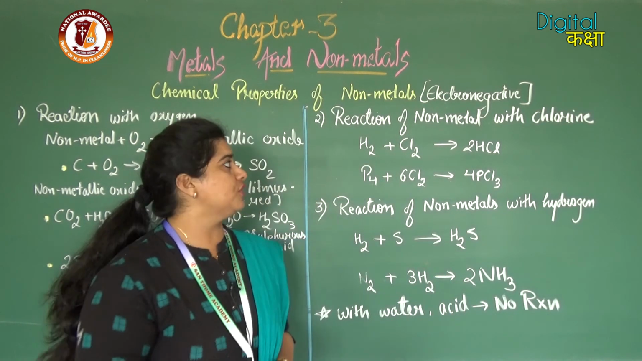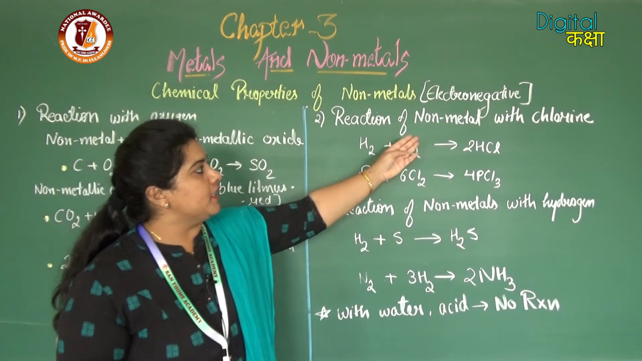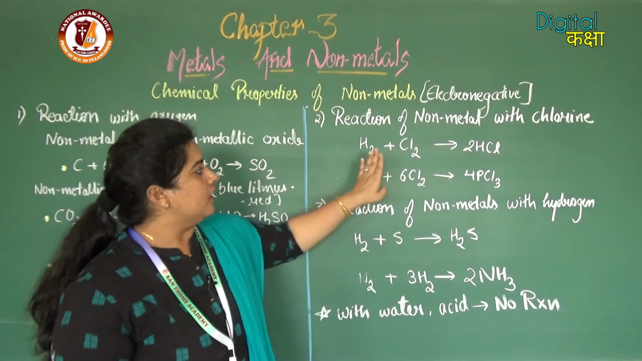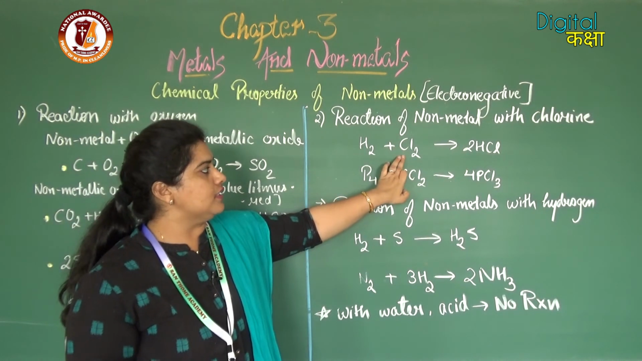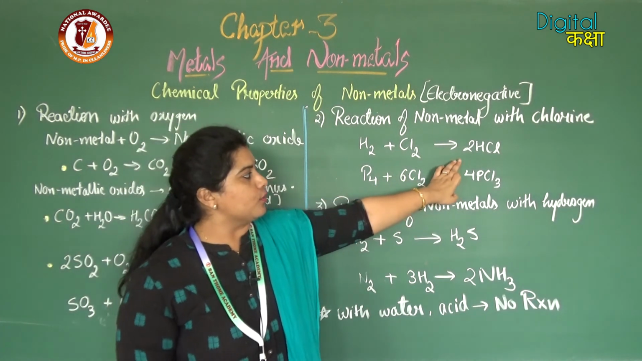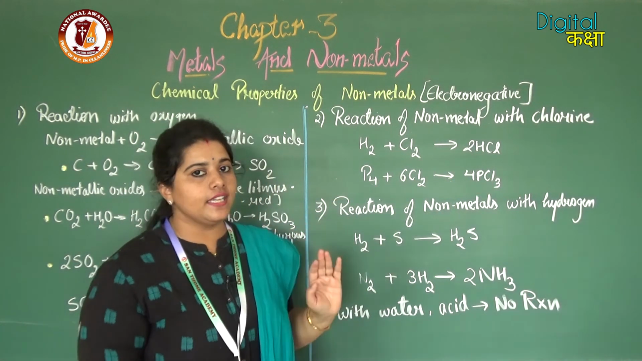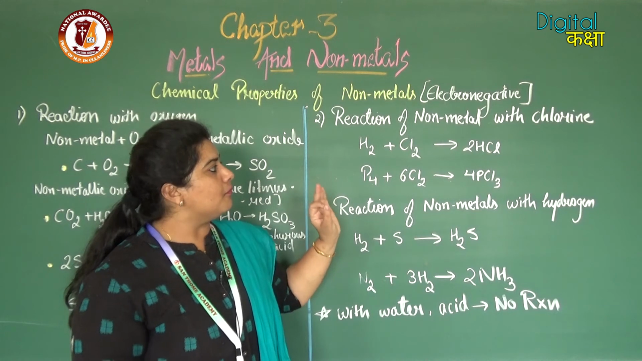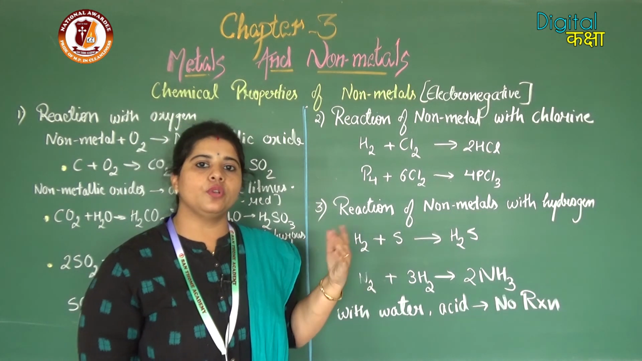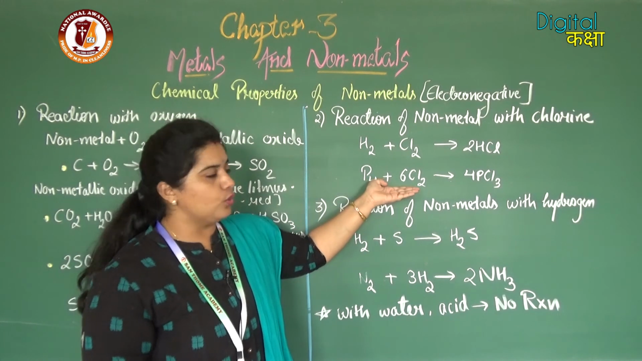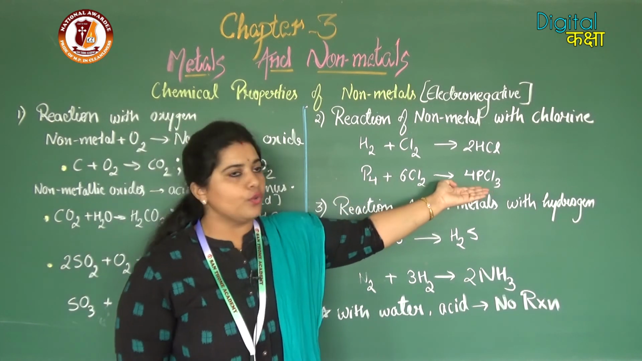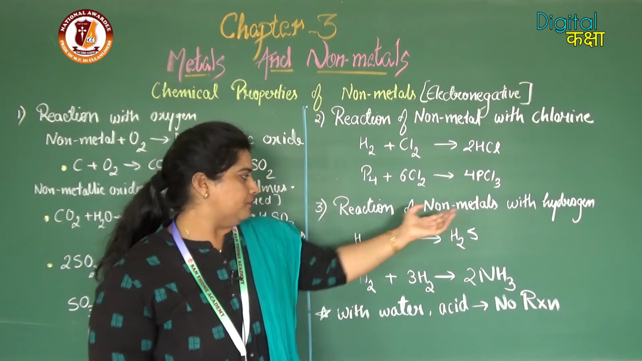Next chemical reaction is reaction of nonmetals with chlorine. Hydrogen, H2, a nonmetal, combining with Cl2 to form hydrogen chloride. So we can say that nonmetals combine with chlorine to form chlorides. Next is phosphorus combining with chlorine to form phosphorus trichloride, PCl3.